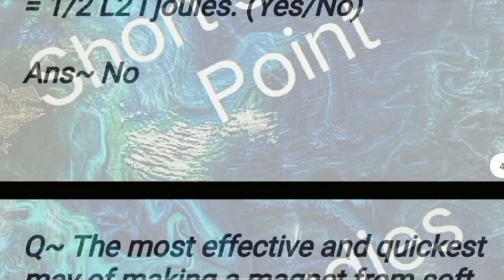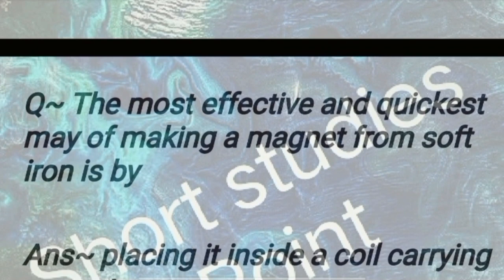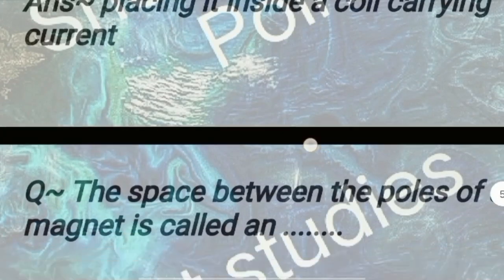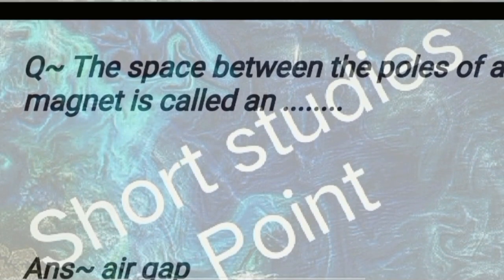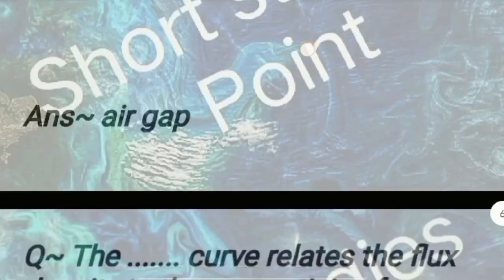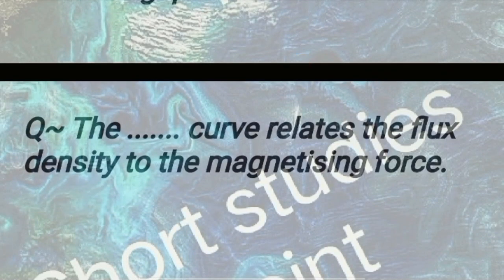Yes or no? Answer: it is a false statement. Next question: the most effective and quickest method of making a magnet from soft iron is by? Answer: placing it inside a coil carrying current. Next question: the space between the poles of a magnet is called an? Answer: air gap. Next question: the dash curve relates the flux density to the magnetizing force.